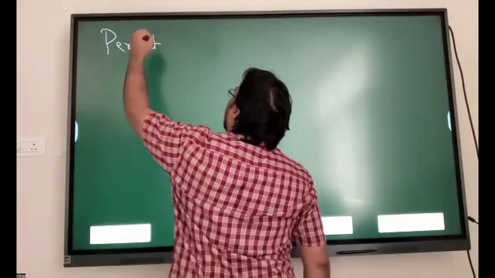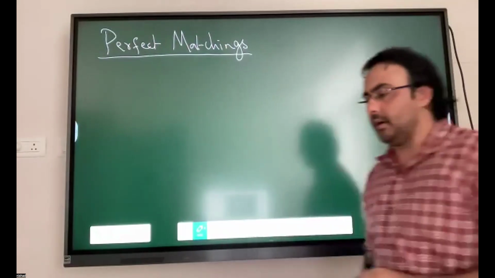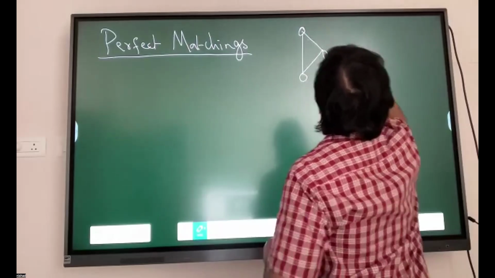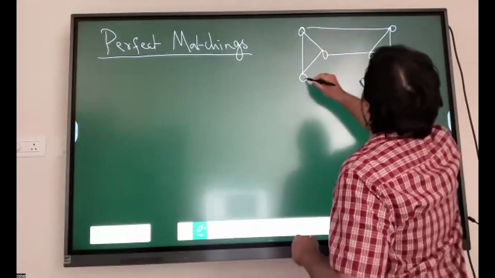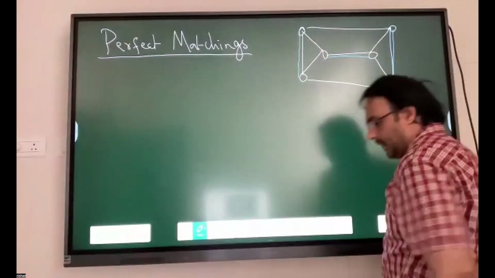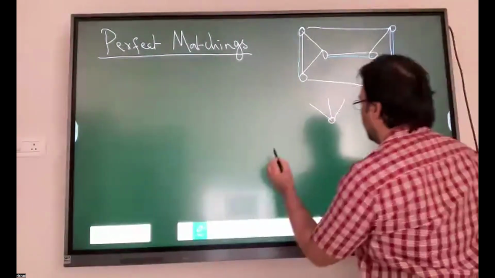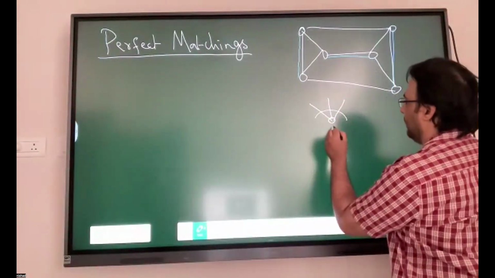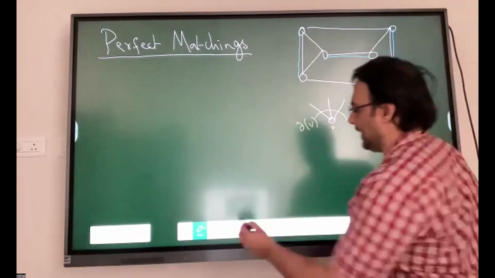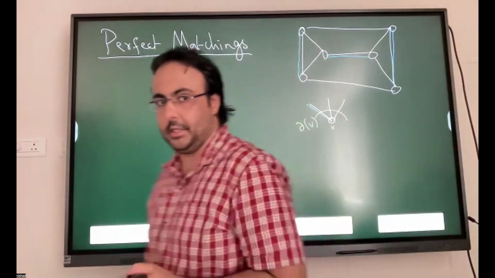Perfect matchings. Let me start by defining a perfect matching in case anybody is not familiar or doesn't recall. So here is an example of a graph, and here is a perfect matching of the graph. The blue colored edges: if you look around any vertex, you will see exactly one blue colored edge incident at that vertex. So if v is any vertex, ∂(v) is the set of edges incident at v, and among these edges you will see exactly one blue colored edge. Such a set of edges is called a perfect matching of the graph.